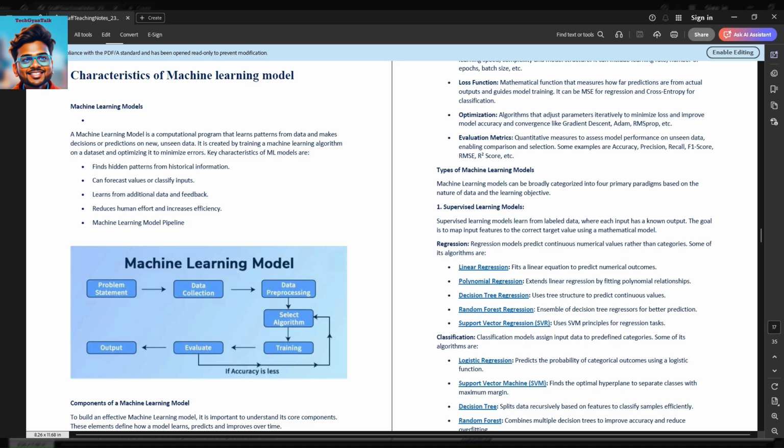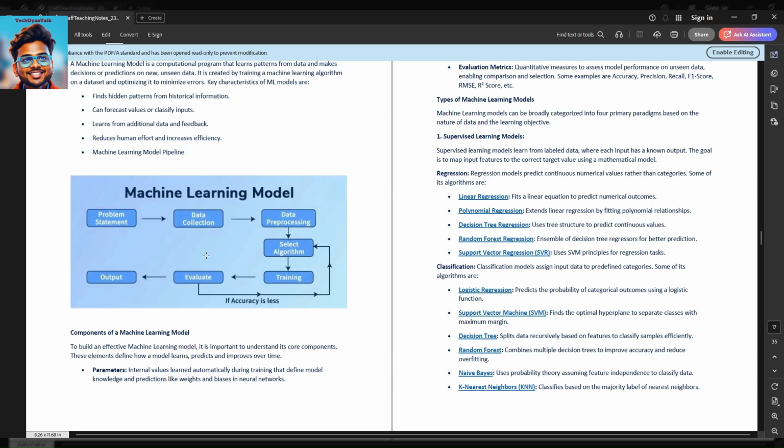Machine learning model pipelines. It starts from the problem statement. What kind of problem statement have you chosen that you want to solve using machine learning models? And next is data collection for the same.